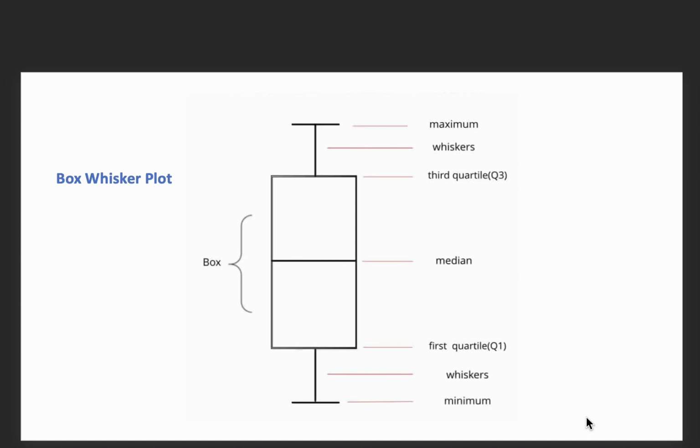I hope I've done a good job in talking about numerical summary measures, a couple of popular graphs, and I do have a second video that goes into much more detail about the box whisker plot. So that's all for now, and I'll see you in my follow-up video on box whisker plots.